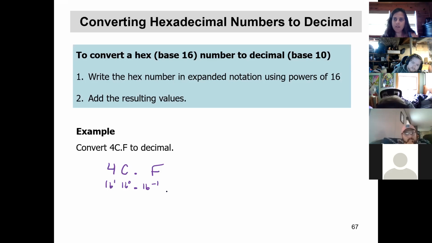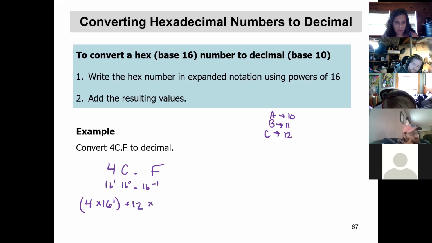So we're going to write this in expanded notation. So this is going to be 4 times 16 to the first power plus, well, what is C? A was 10, B is 11, C is 12. So we're going to have 12 times 16 to the 0 power. And then plus, over here, we have to find out what F is. Well, F is 15. So it'd be 15 times 16 to the negative 1 power.